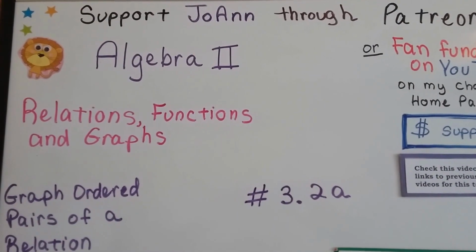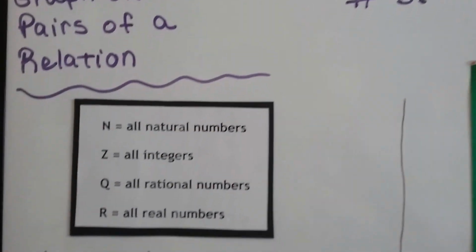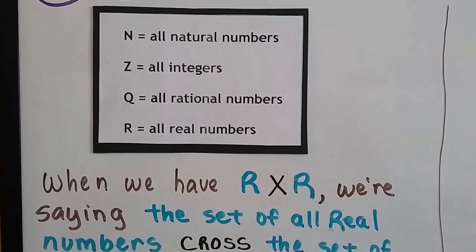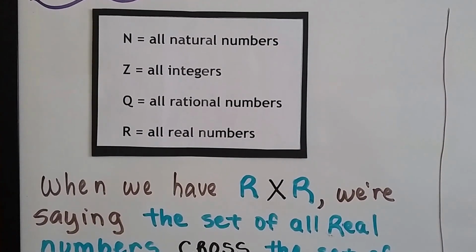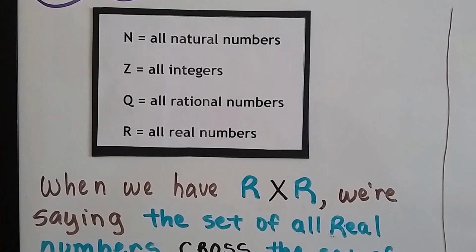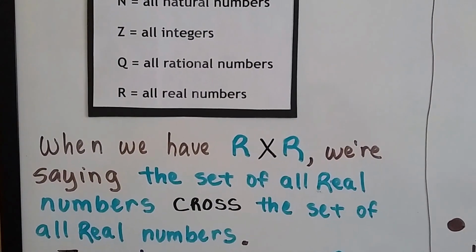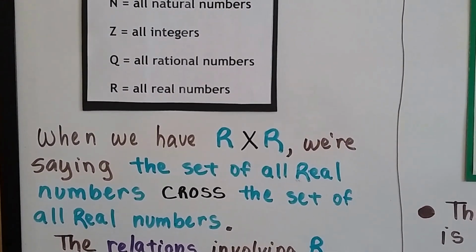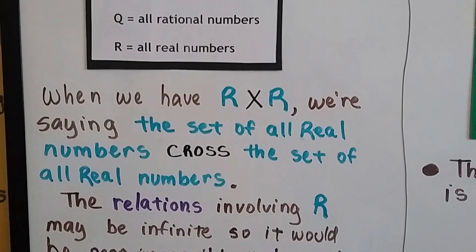Algebra 2, 3.2a, graph ordered pairs of a relation. Now we showed you this in Algebra 1. We use a capital N to represent all natural numbers, a Z for all integers, a Q for all rational numbers, and an R for all real numbers. And when we have R cross R, we're saying the set of all real numbers cross the set of all real numbers. That's a pretty big solution set.